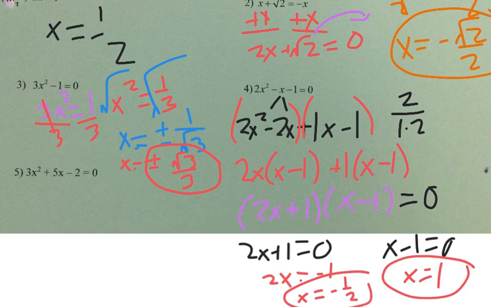Try 5. Yes? No? No, no. A times C is 6. What multiplies to be 6? 1 times 6 or 2 times 3.